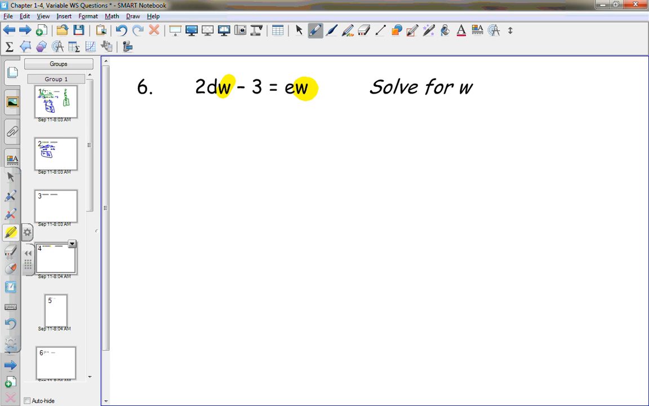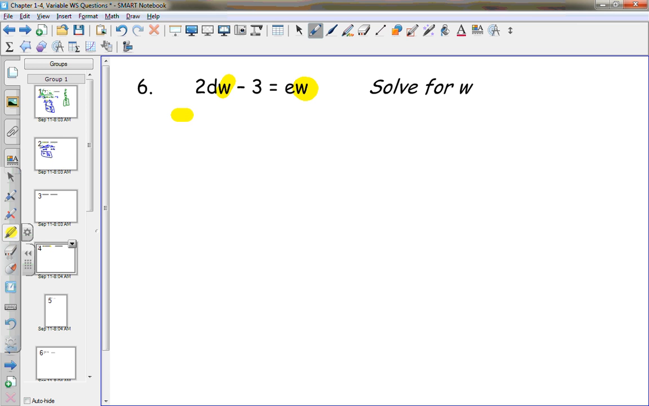Add what? I need to bring one of the W's over to the other side. Now, which one would be more intelligent to bring over to which side? EW is already by itself on the right-hand side. So wouldn't it make more sense to bring the 2DW over to the right-hand side? 2DW is currently positive, so how do I bring that over?